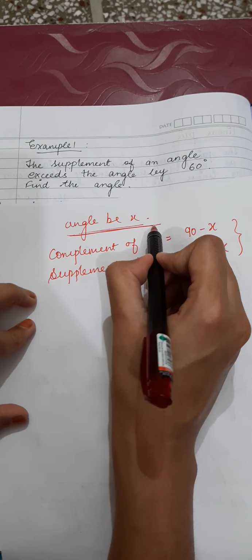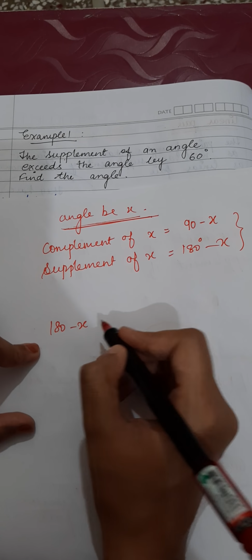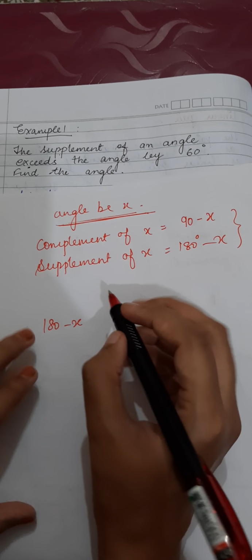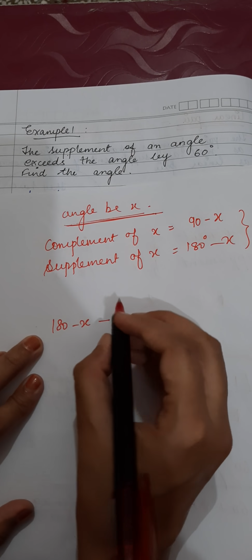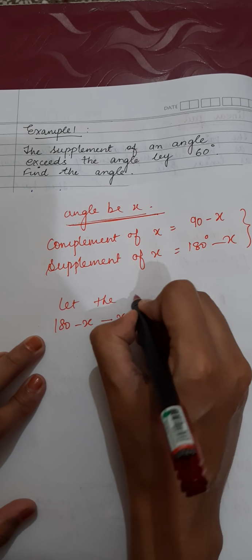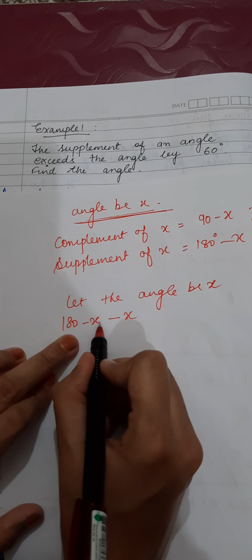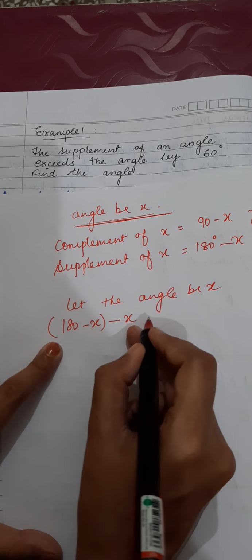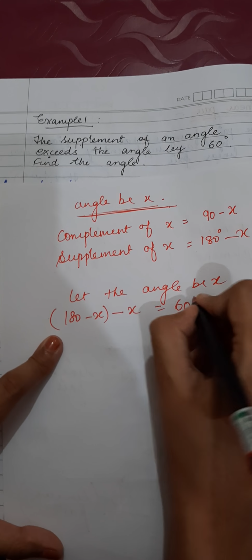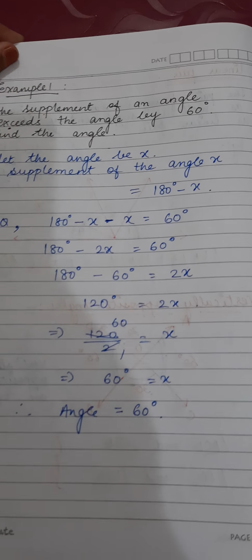Supplement of an angle. We don't know the angle, so I am going to take the angle x. Supplement of an angle means 180 minus x. I have taken the supplement of that angle. Exceeds the angle means this number is bigger than the angle which we have assumed. Let the angle be x. So 180 minus x, this supplement, exceeds the angle by 60 degrees. That means this is bigger. And then you have to find the angle. How are you going to find it? Just see the solution here.